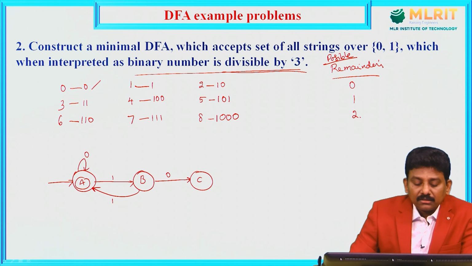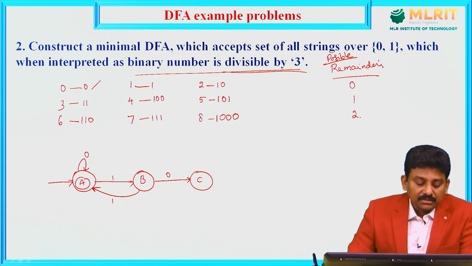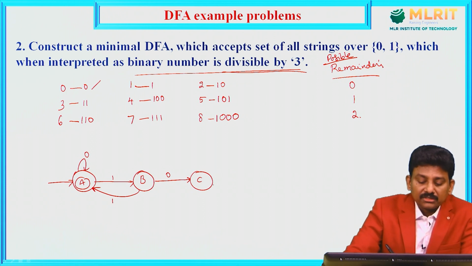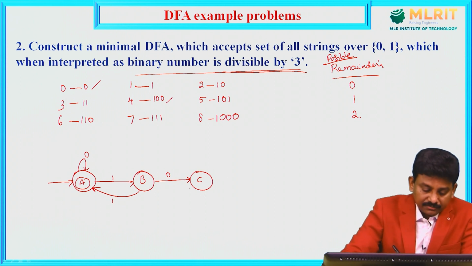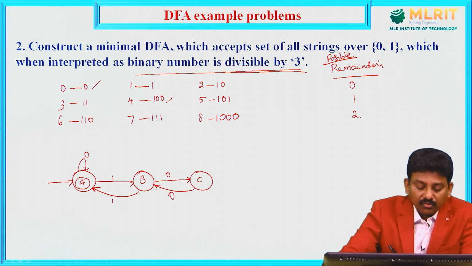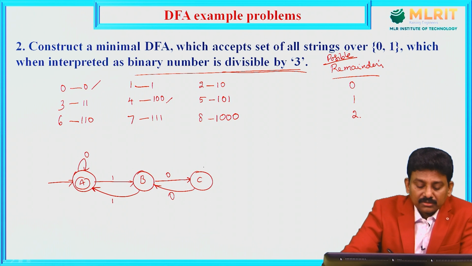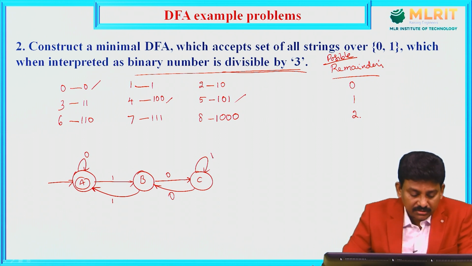In C, if the current symbol is 0, the previous symbol is 0, that means before that we have 1, 0, then 0, that is 4. So A to B is 1, B to C is 0, current symbol is 0, that is 100, which is 4, 4 by 3, that is remainder 1 state. Next, in C, if you read 1, the first symbol is 1, the previous symbol is 0, that is 10, the current symbol is 1, 101, that is 5, 5 by 3, remainder 2 state. This is the transition diagram.